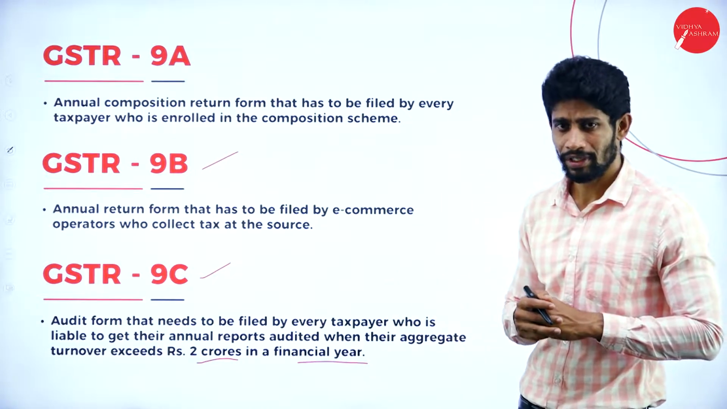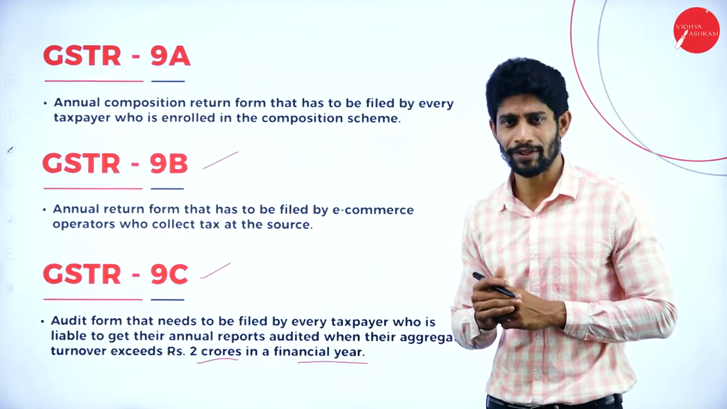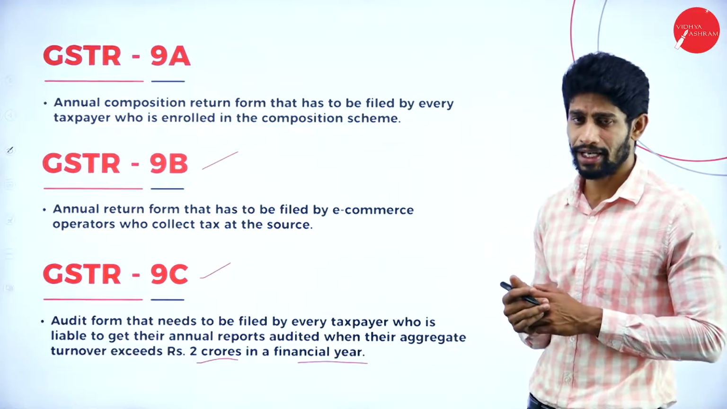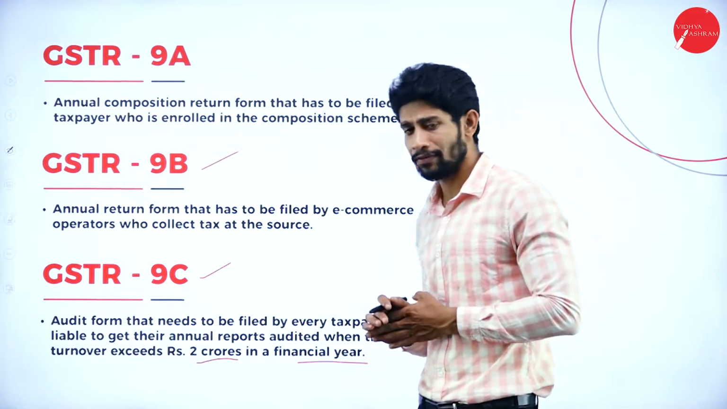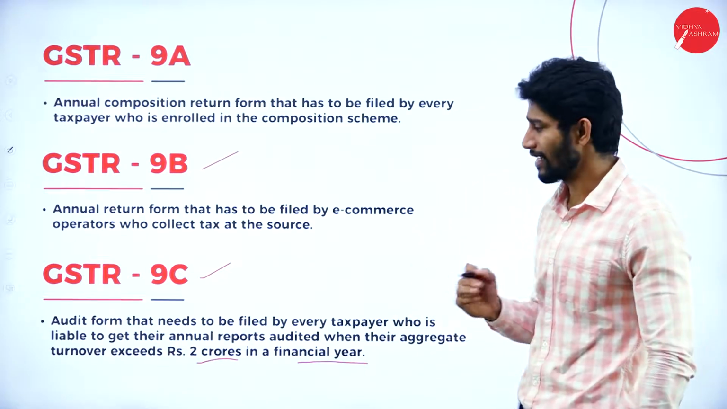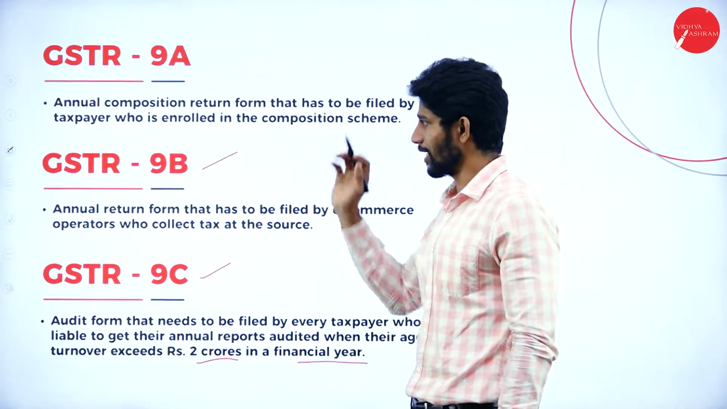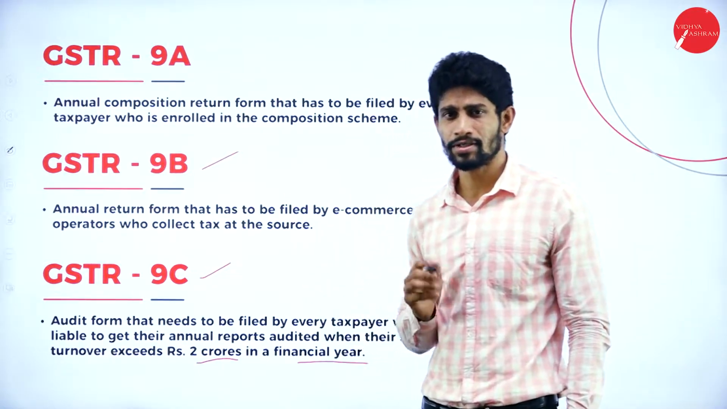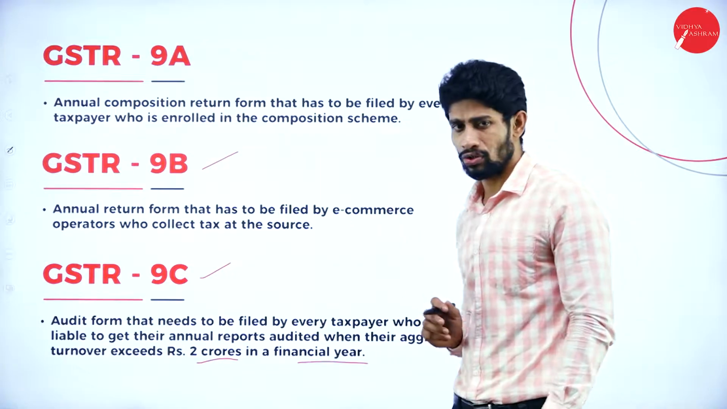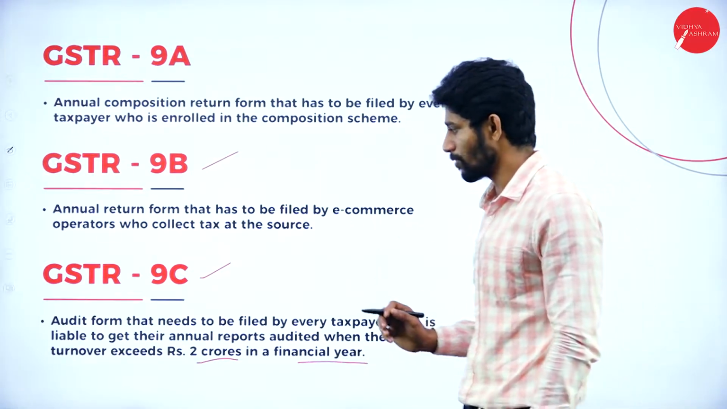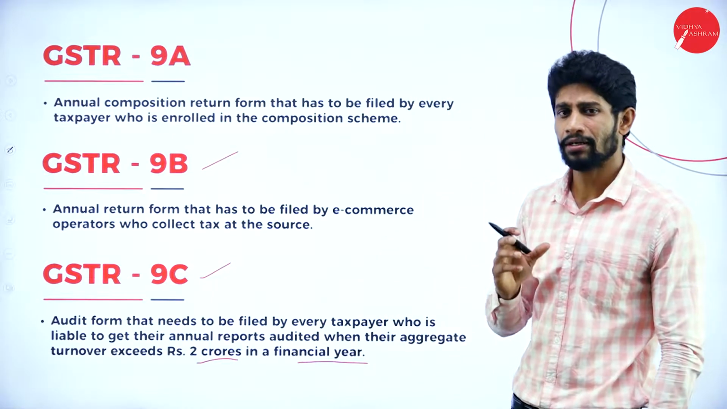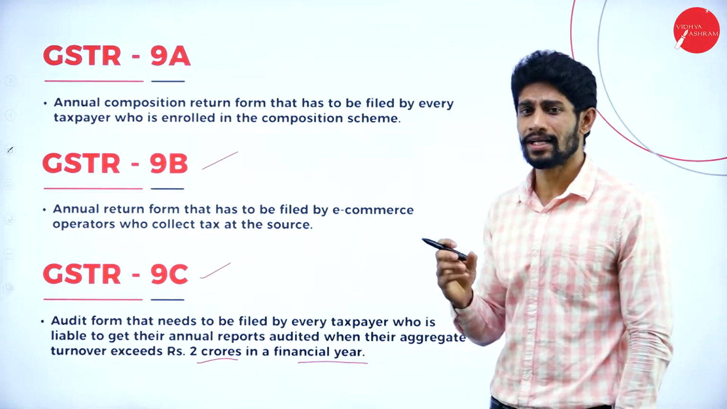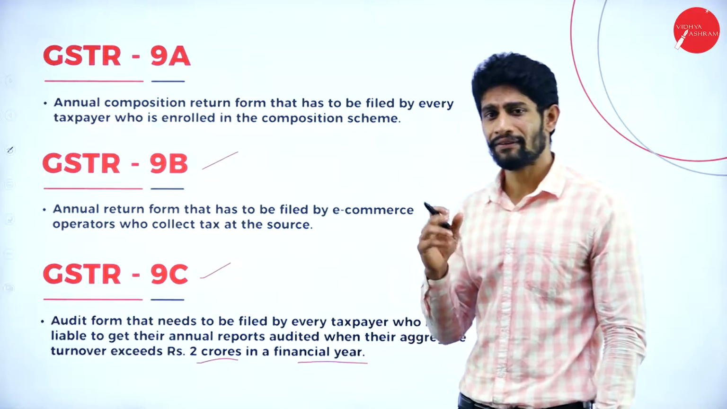So what we are supposed to do, if our turnover is crossing the limit in the financial year, then we are supposed to audit our financial reports and we are supposed to submit that financial report under GSTR 9C form. So GSTR 9A is all about the composition scheme. GSTR 9B is all about e-commerce operators who collect the tax at the source. And GSTR 9C is all about auditing of a particular financial report for the particular year if the total transaction crosses 2 crores in the financial year.